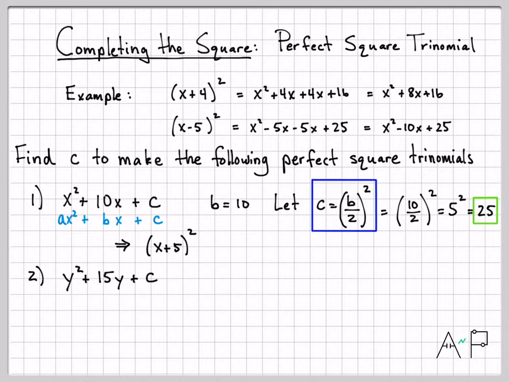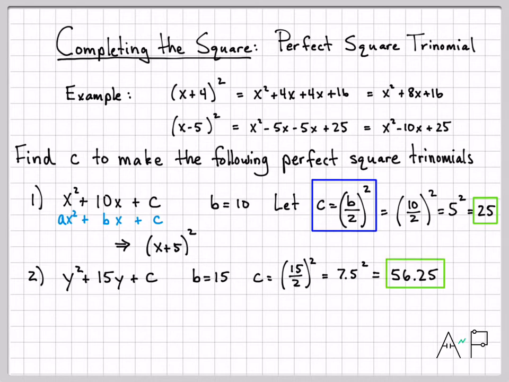Let's do it again. What if I gave you this? y squared plus 15y plus c. What value do I need to have c be such that this turns into a perfect square trinomial? Well, that's pretty easy. I just figure out what b is. In this case, b is 15. And then I divide it by 2 and square it. So 15 over 2 is 7.5. 7.5 squared is 56.25. So if c is 56.25, then this factors very nicely into the perfect square (y plus 7.5) squared.